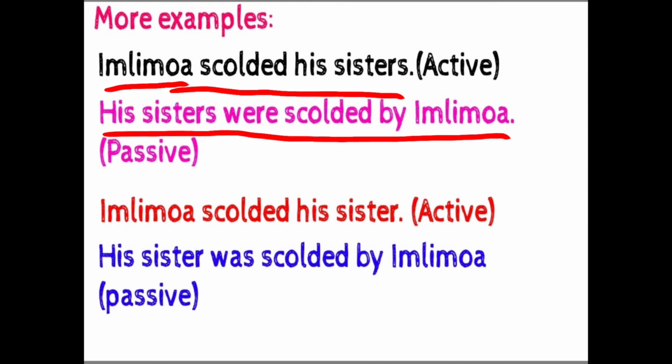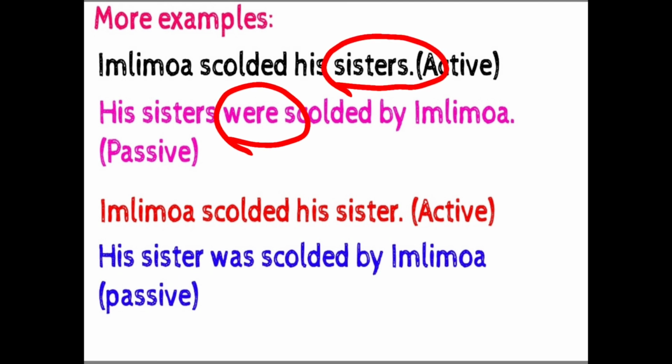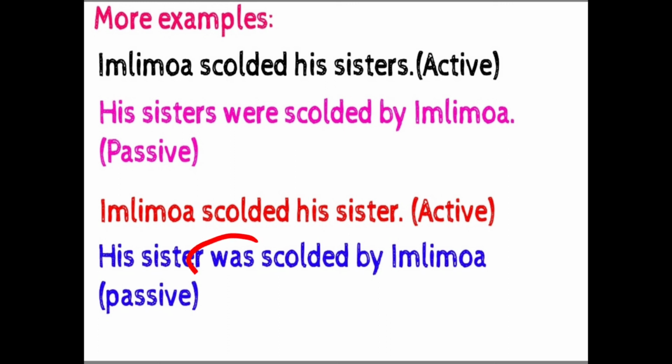Okay, now we have used the helping verb were here. Why? Because in the active voice the sister is in plural form, which means Imlimo has more than one sister, so we are using were. Now here we use was because here Imlimo has one sister. Okay, sister is in singular form, that's why we use was.